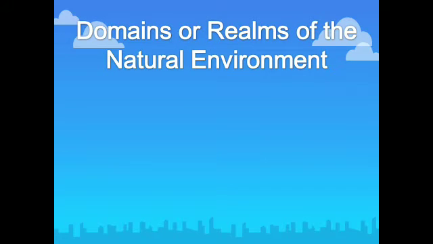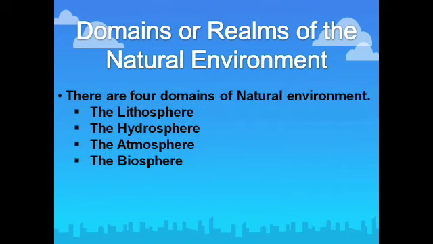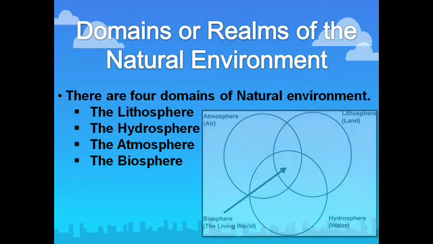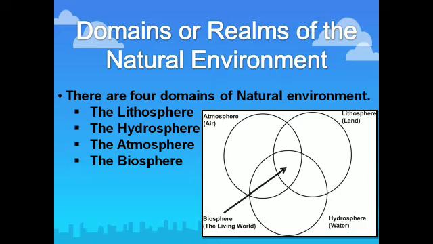Now let's see domains or realms of the natural environment. There are 4 domains of natural environment. Now what are these 4? You can read also, like first one is lithosphere, then hydrosphere, then we are having atmosphere, and lastly we are having biosphere. These are the 4 domains. Okay. Now in these 4 domains, just see the figure that biosphere is centralized. Means when we are having the life formation regarding air, land, water, all these 3 things are mixing, there we are having the life formation, means life exists. That is known as biosphere.